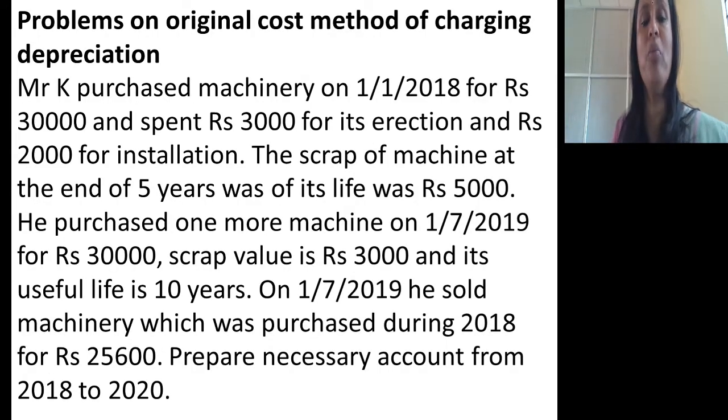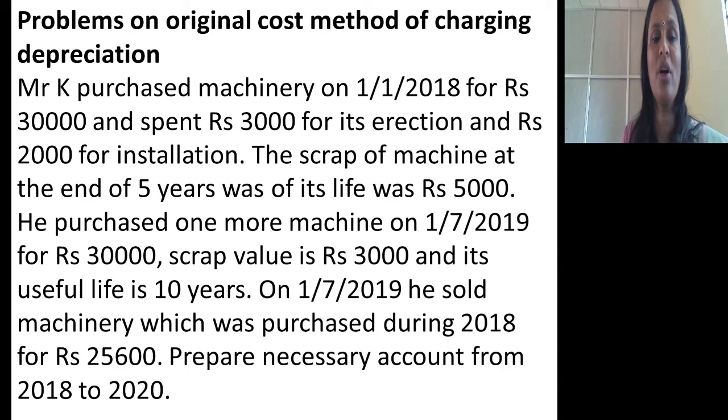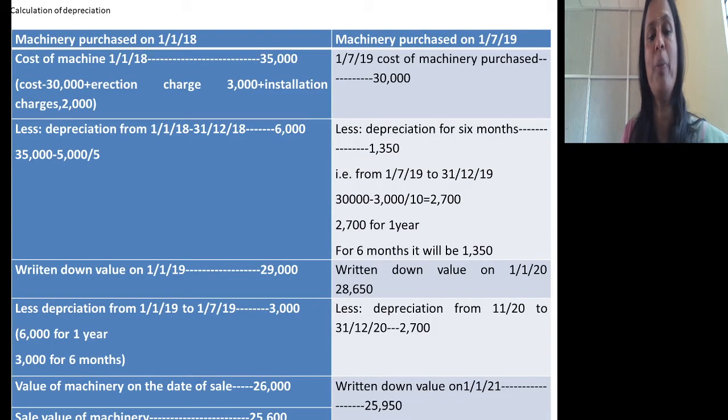Let me take a problem on calculation of the original cost method. You just see the problem. Mr. K purchased machinery on 1/1/2018 for rupees 30,000, spent rupees 3,000 for erection. This should be added to 30,000. Rupees 2,000 for installation. The scrap value is 5,000. He purchased another machine on 1/7/2019. Scrap value is 3,000. Useful lifetime is 10 years. On 1/7/2019, he sold the machinery which was purchased during 2018 for 25,600. So we have to prepare the necessary accounts.